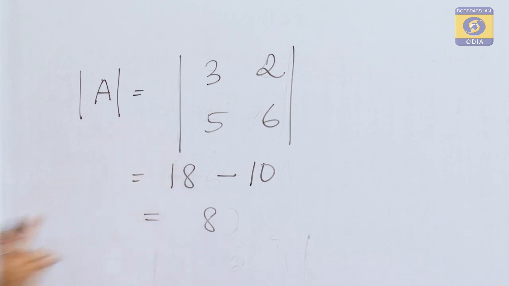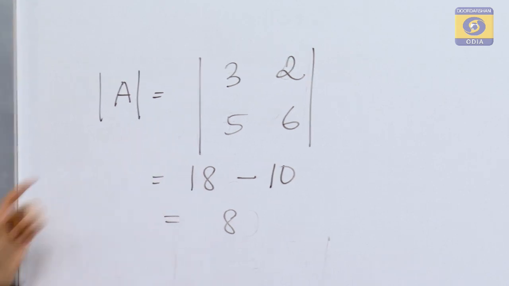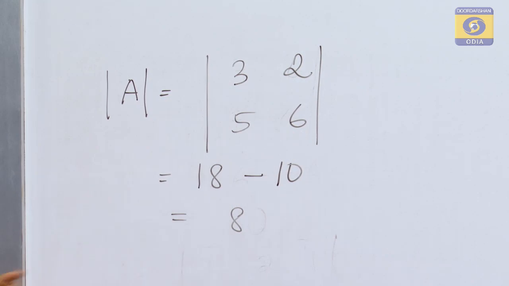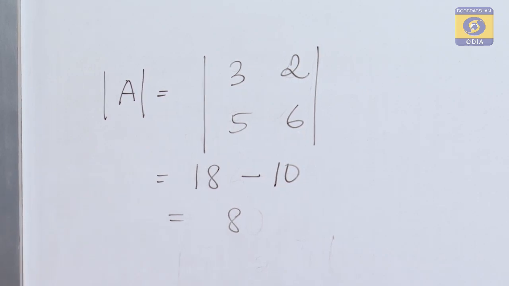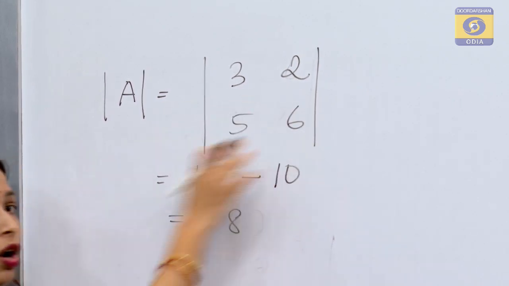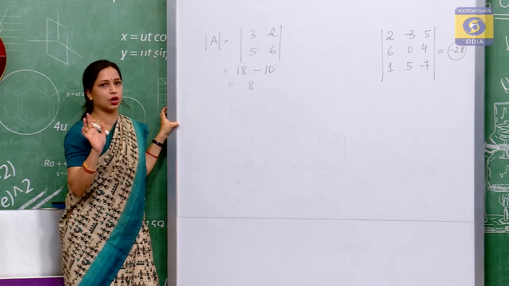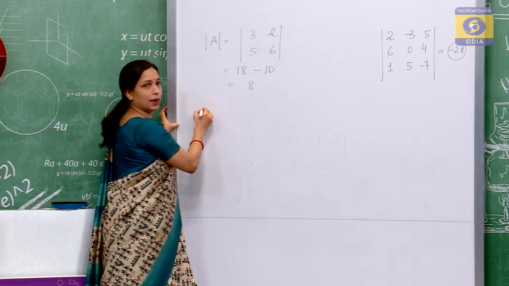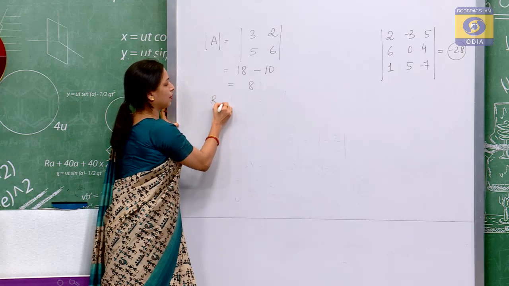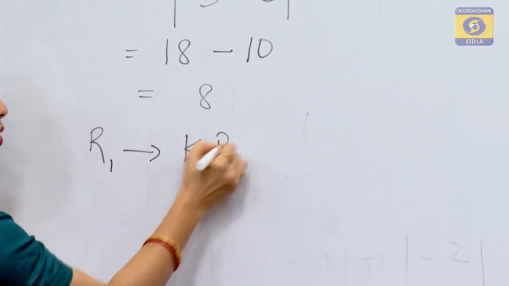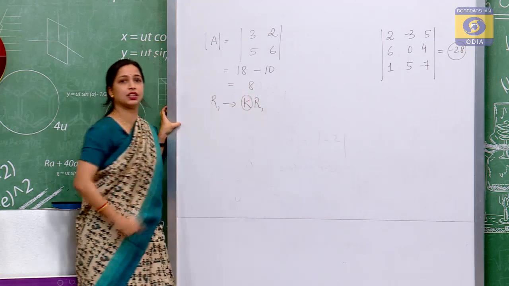Now, the property says that if in any row we multiply it with a constant, that means any row or any column, but all the elements of the row or the column. Let us say I am multiplying row 1, it becomes k times row 1, where k is the constant.